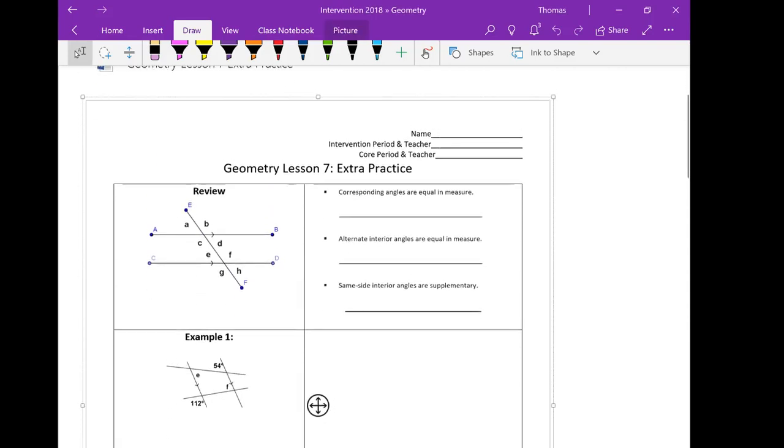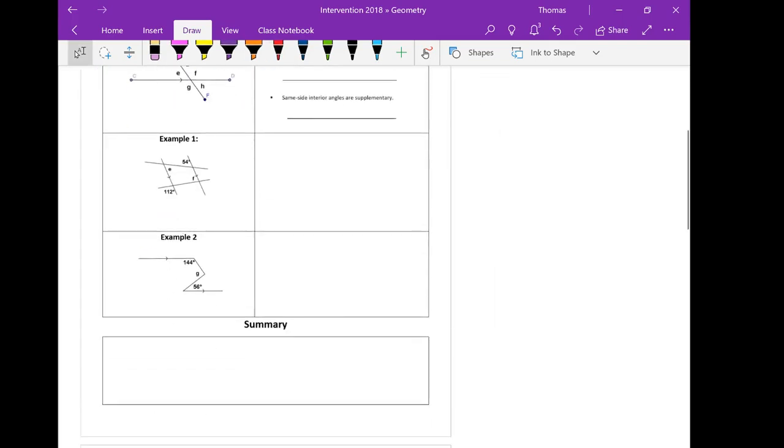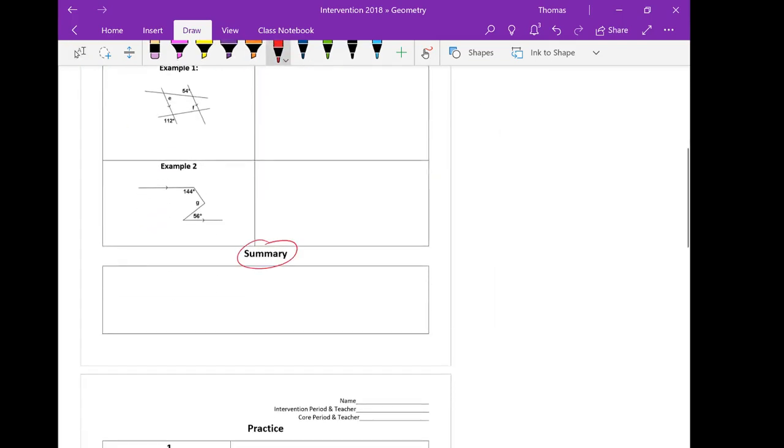Hey geometry students, this is your extra practice lesson for lesson 7 in your geometry class. In these videos, what you're going to be doing is reviewing a concept we talked about in class. I'll go through it quickly. You'll take notes in the first part of this handout. We'll summarize our thinking here, what are the big takeaways for these lessons.